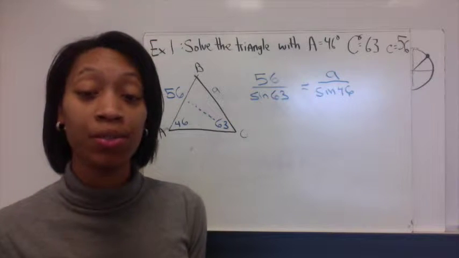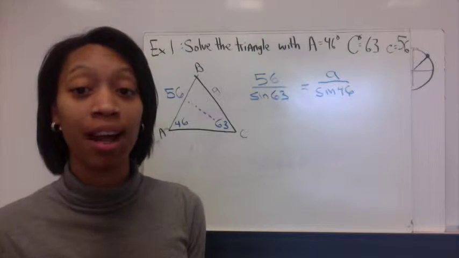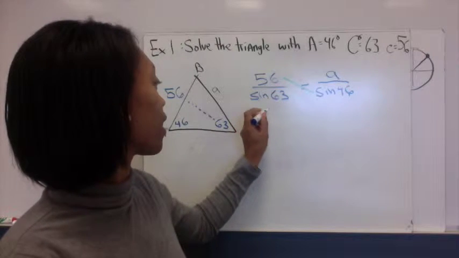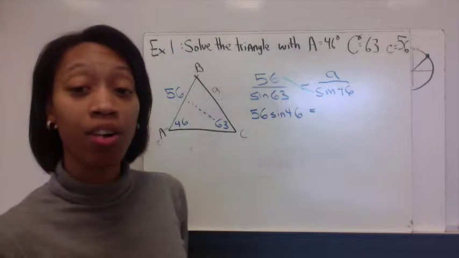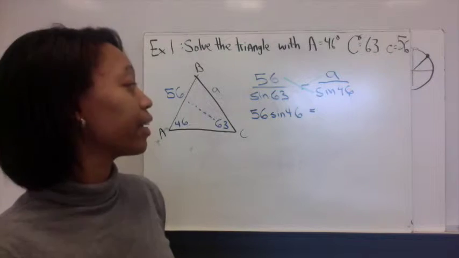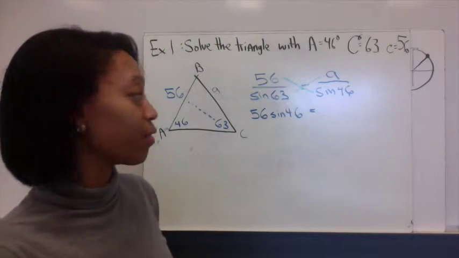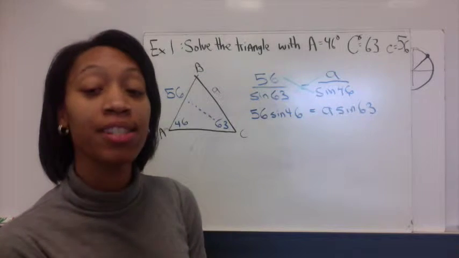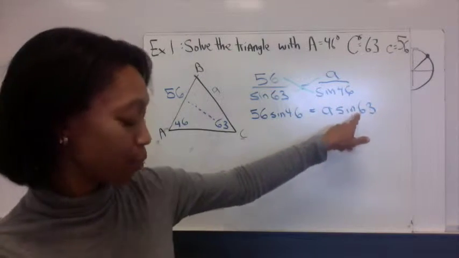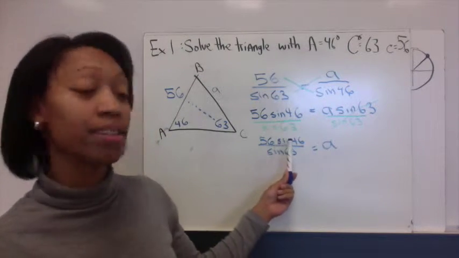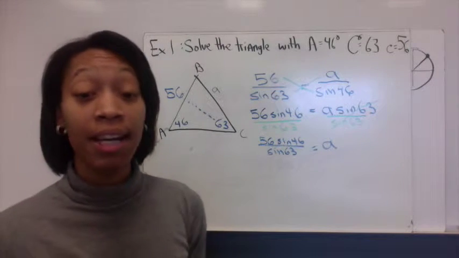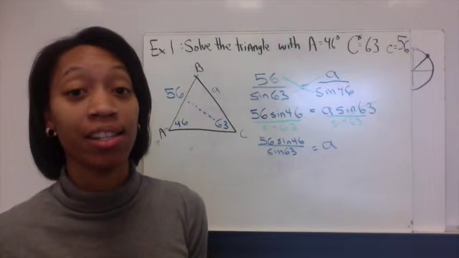Now I'm ready to solve this by cross multiplying. Crossing one way gives us 56 sine 46, and cross multiplying the other way gives us a sine 63. Now, to solve for a, I need to divide both sides by sine 63. a is 56 times the sine of 46 divided by the sine of 63. And I can put that in my calculator to get the answer.